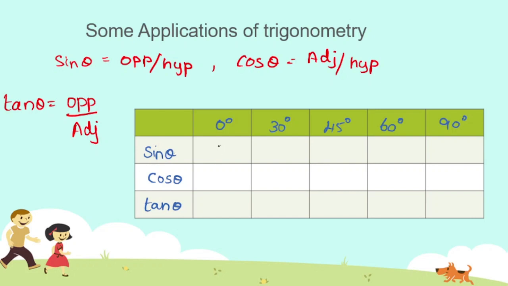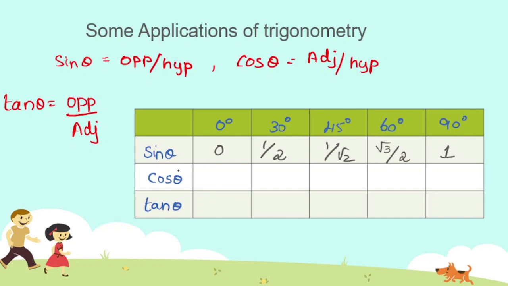Sine 0 degree is 0. Sine 30 degree is 1 by 2. Sine 45 degree is 1 by root 2. Sine 60 degree is root 3 by 2. Sine 90 degree is 1.